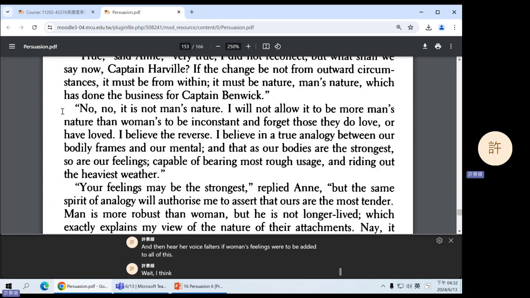Wait, I think that's wrong. Sorry, wrong paragraph. The previous paragraph. No, this is still Anne. "No, it is not man's nature. I will not allow it to be more man's nature than woman's."